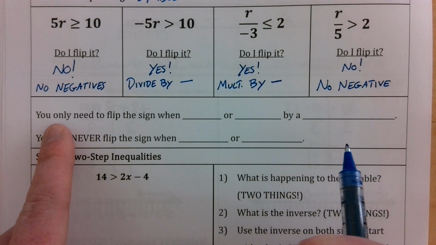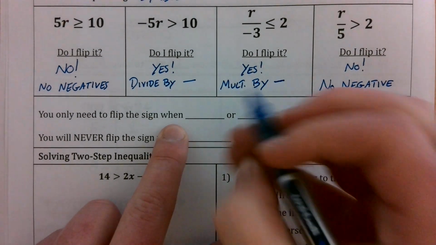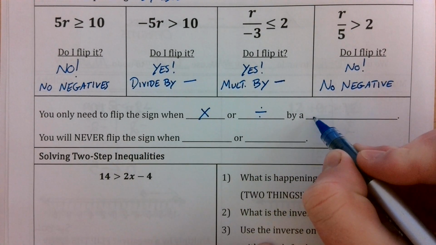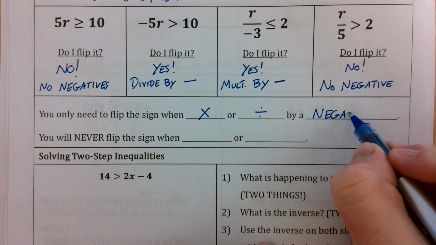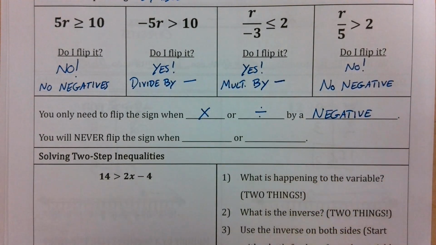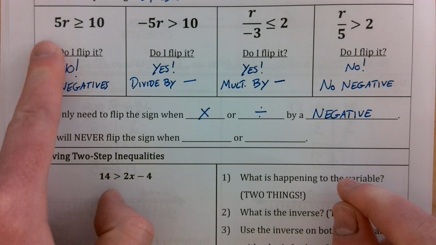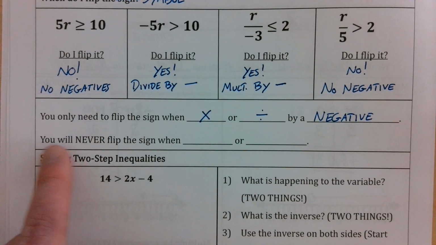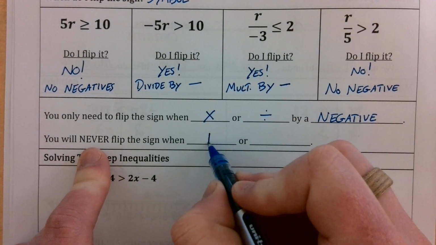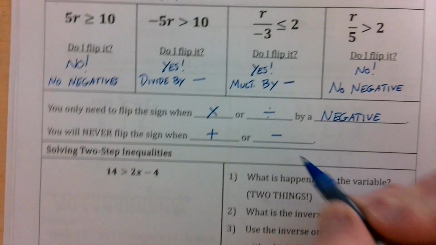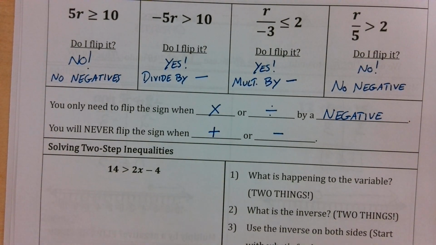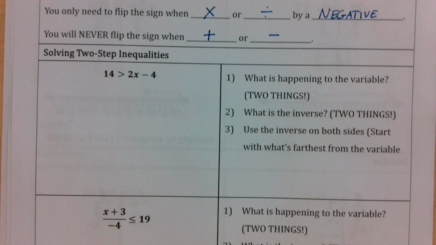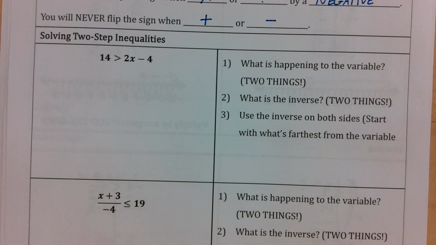Here's our cheat sheet. You only need to flip the sign when multiplying or dividing by a negative. If you're multiplying or dividing by a positive number, you do not need to flip the sign. You will never flip the sign when adding or subtracting. Adding or subtracting, we don't flip anything. It stays the same.